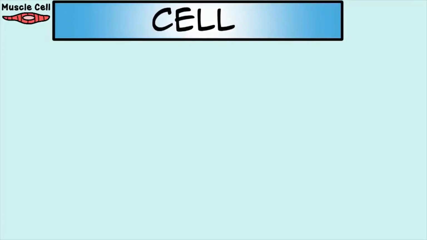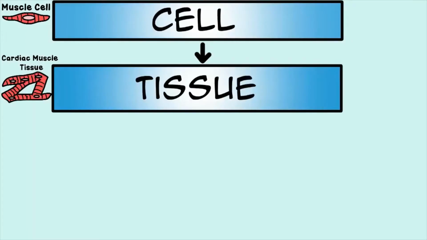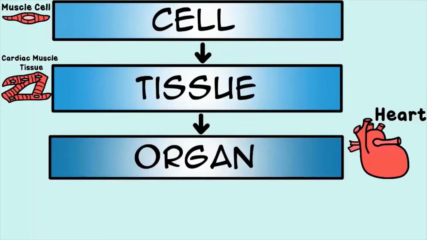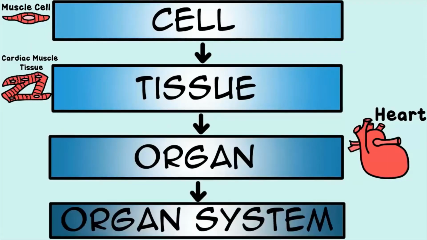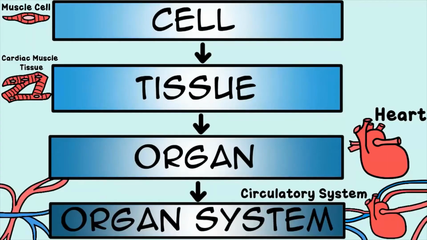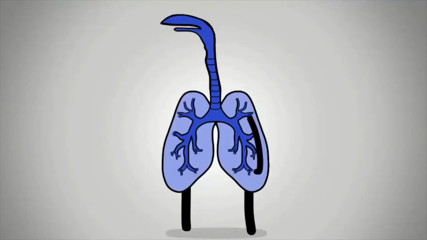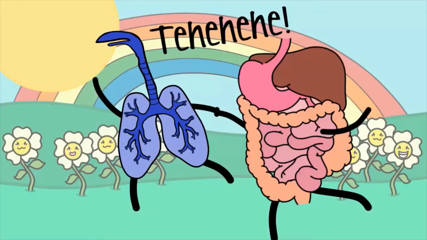Your cells make up body tissues. Tissues make up organs, like your heart, for example. And organs are part of an organ system, like your circulatory system. Organ systems are so important for you to understand in order to know how your body works. And one thing to keep in mind is that organ systems, they don't work in isolation. They are not loners. No, they work together and they're part of a big team.